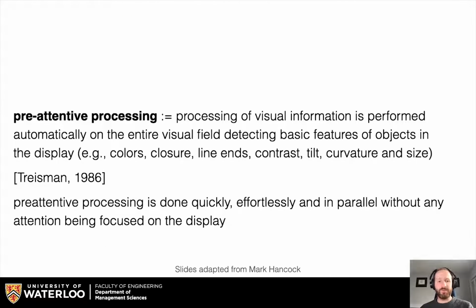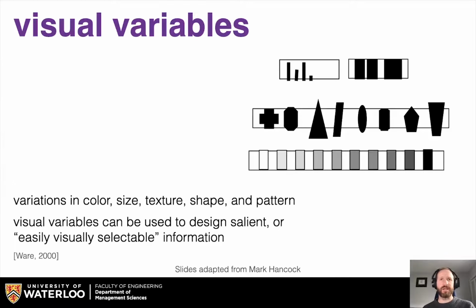This is processing of visual information that is performed automatically on the entire visual field, detecting basic features of objects in the display, things like colors, closure, line ends, contrast, tilt, curvature, and size. Pre-attentive processing is done quickly, effortlessly, and in parallel without any attention being focused on the display. How effective this is depends on various visual variables. Variations in color, size, texture, shape, and pattern make a difference in how much things pop out. Visual variables can be used to design salient or easily visually selectable information.